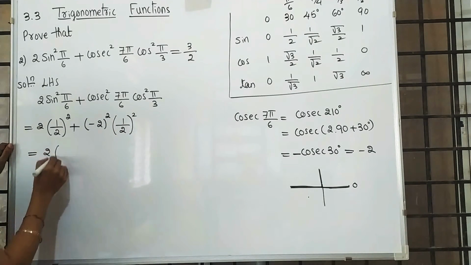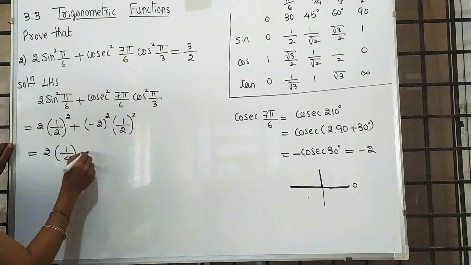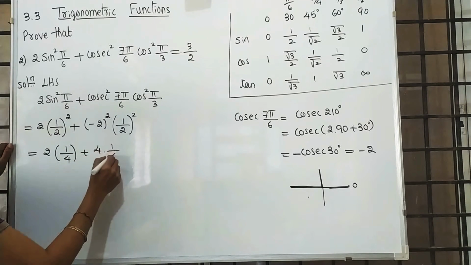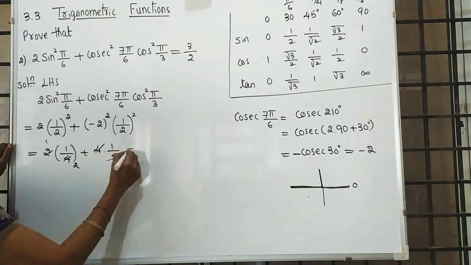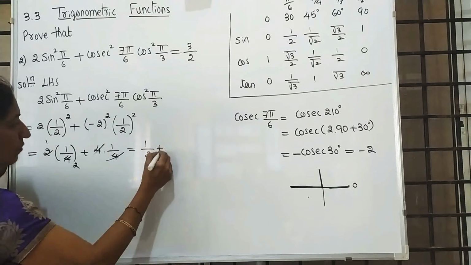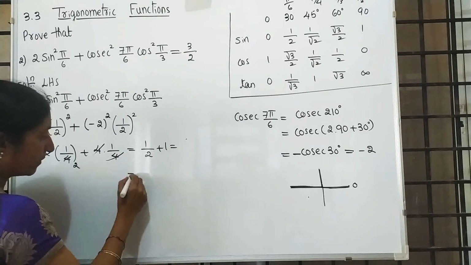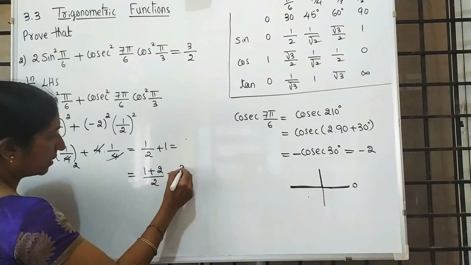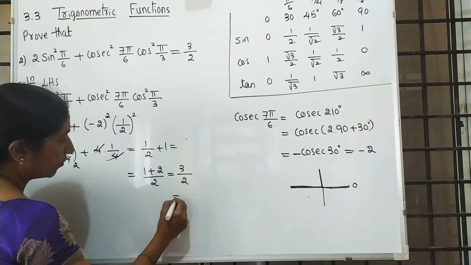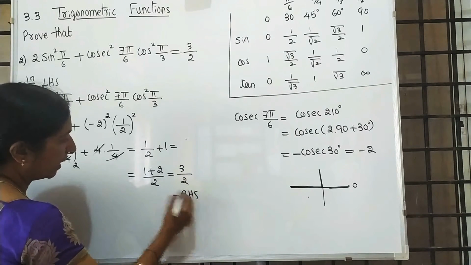It is 2 into 1 by 4 plus 4 into 1 by 4. 4 gets cancelled. 2 ones are 2s. 1 by 2 plus 1. When you take the LCM, LCM is 2. 1 plus 2 divided by 2. That is 3 by 2. That is nothing but RHS.